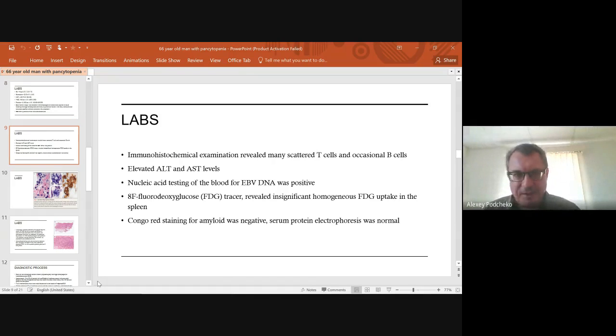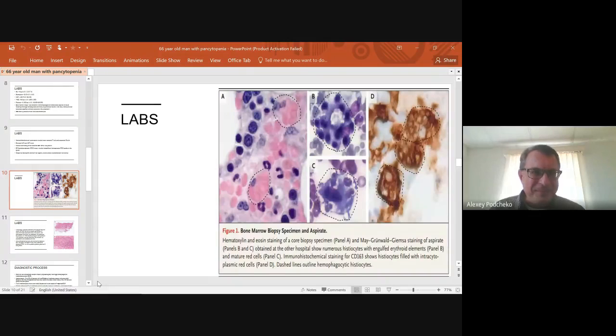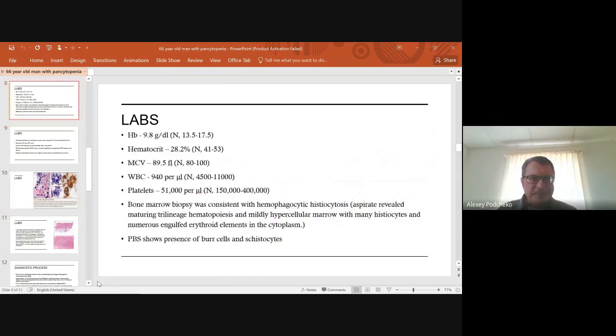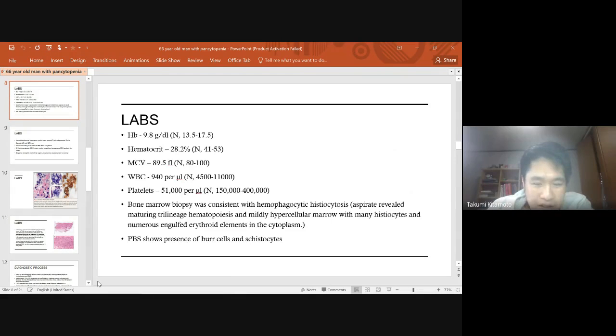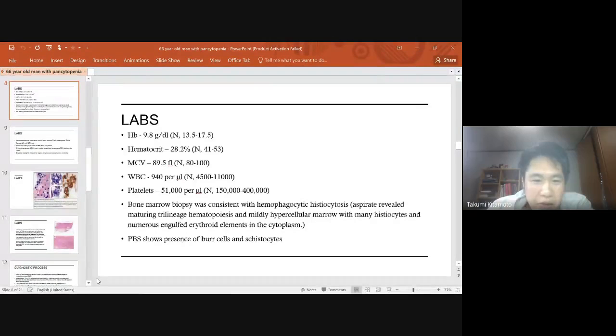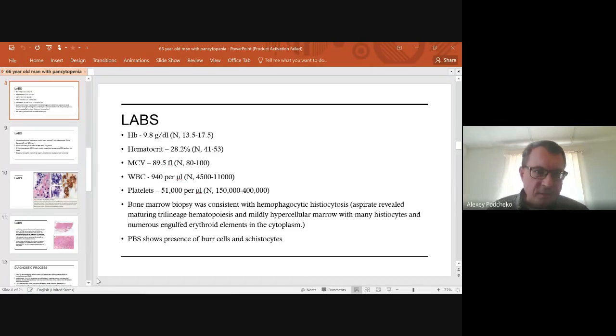Well, maybe Yousef can help. What type of anemia are we dealing with based on the lab values on slide number 8? Is it normocytic, macrocytic, or microcytic anemia? You ask me? No, I'm asking the entire team. And of course, first of all, Takumi, but after that, anybody from the team. Normocytic. Normocytic anemia. Very good, very good.